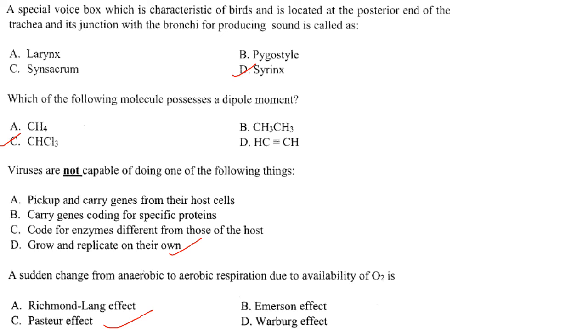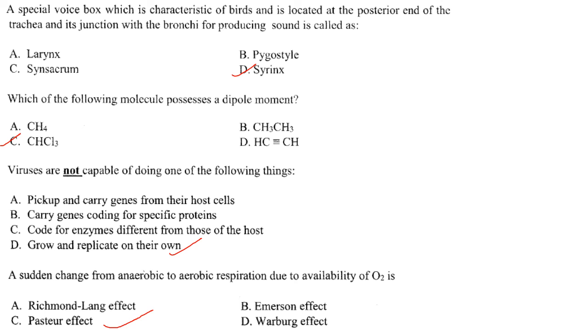Then viruses are not capable of doing one of the following things. That is, grow and replicate on their own. So that is not possible with viruses. Answer is option D. A sudden change from anaerobic to aerobic respiration due to availability of oxygen is... So the Pasteur effect is exhibited in yeast cells during anaerobic fermentation. Pasteur effect influences the rate of glycolysis and occurs in the presence of oxygen, which decreases the rate of sugar breakdown in yeast. So a sudden change from anaerobic to aerobic respiration due to availability of oxygen is called the Pasteur effect.